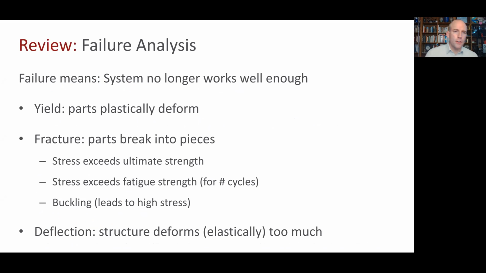So what do I mean by failure? Failure means that my mechanical system no longer works well enough for my purposes. And this can happen lots of different ways. Parts can yield, where they plastically deform and don't return to the original shape. They can fracture, break into pieces. That can happen from exceeding the ultimate strength of the material, or fatigue strength if you have cyclic loading, or buckling, an unstable deflection that leads to very high stresses and breakage. Or the system can fail simply by elastically deforming too much for your application. And this is just a few common ways. There are many others like surface wear and so on.